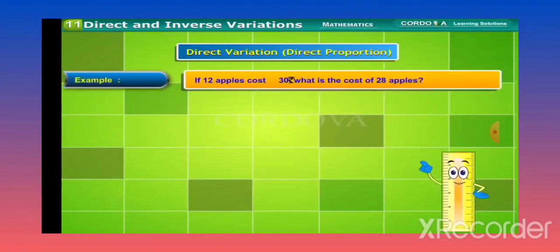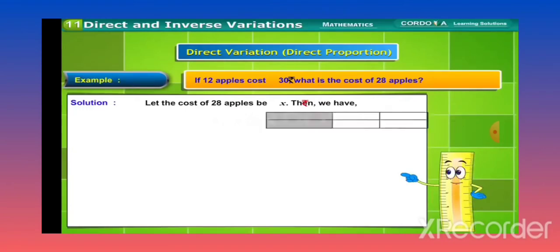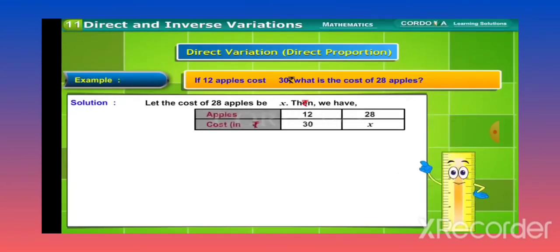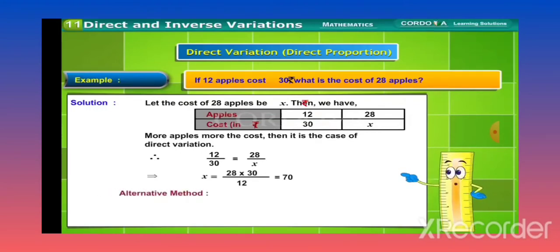Example: if 12 apples cost rupees 30, what is the cost of 28 apples? Solution: let the cost of 28 apples be rupees x. Then we have 12 apples cost rupees 30, 28 apples cost rupees x. More apples, more the cost. Then it is the case of direct variation. Therefore, 12/30 = 28/x. This implies x = 28 × 30/12 = 70.